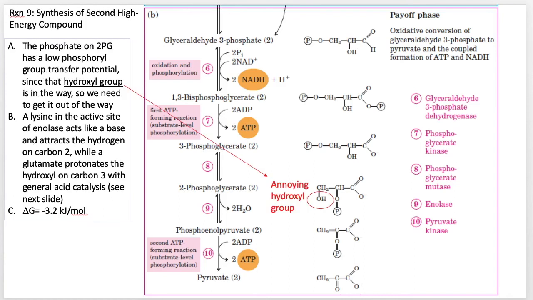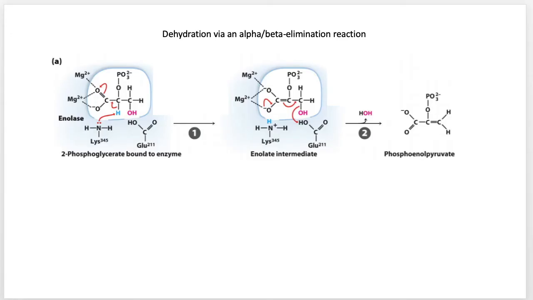Okay, so it turns out that 2PG does not have as high a transfer potential, and it's because this hydroxyl group is in the way. We don't like it. When we're trying to react with our ADP and get that phosphate off, it's preferentially reacting with this hydroxyl group. So we need to get rid of it, and what we're going to use is enolase. I describe it here, but let me show you a little picture.